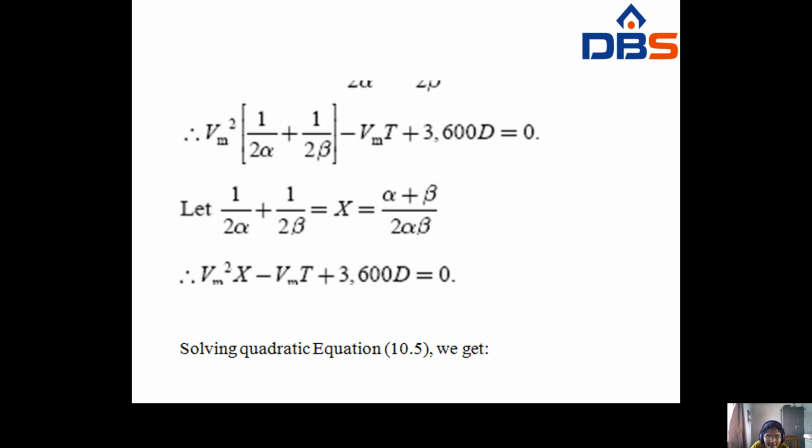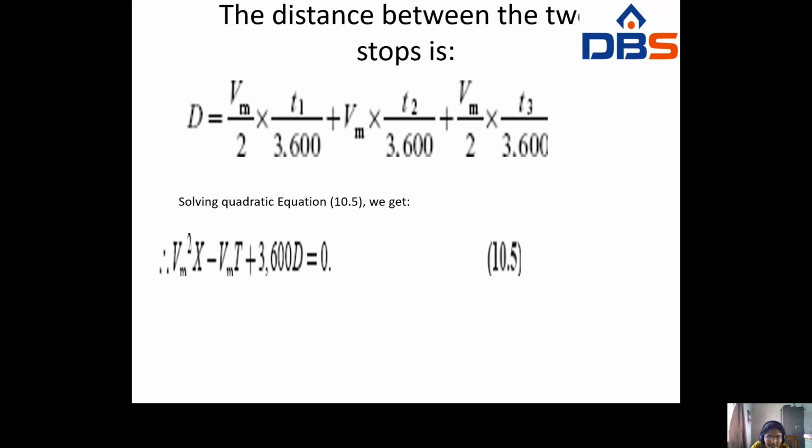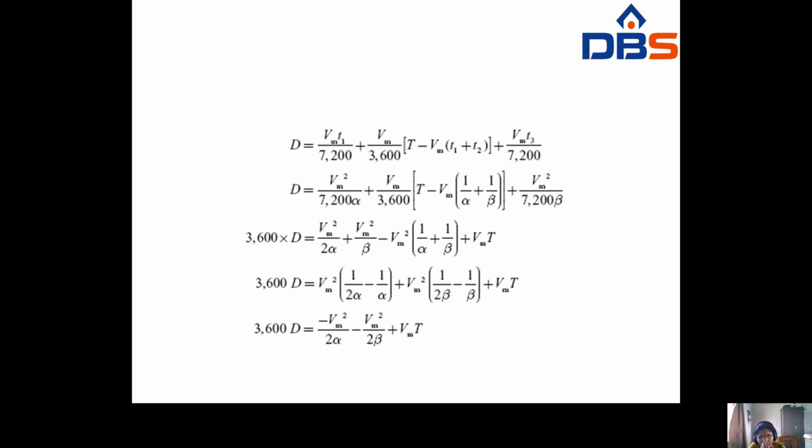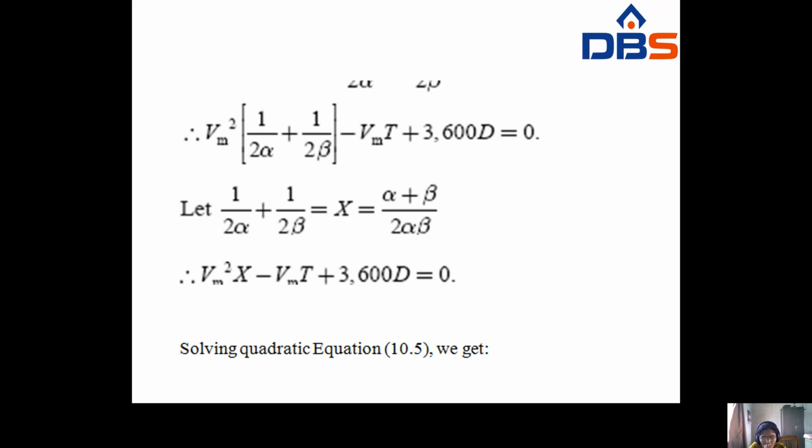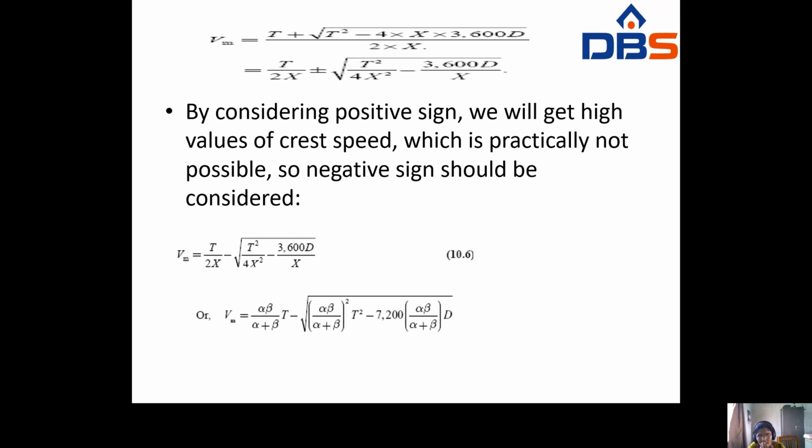Okay, so this is the formula for the distance traveled by the train. The distance between these two stops is found by using this formula. And this is the formula to find the maximum speed attained by the train. So in this class we are discussing the analysis of the trapezoidal speed time curve. It is the simplified form of the actual speed time curve.